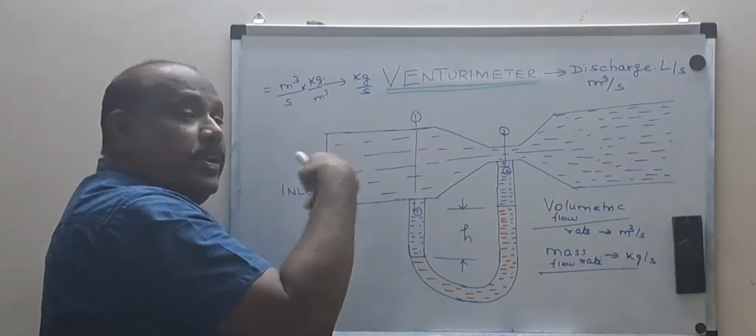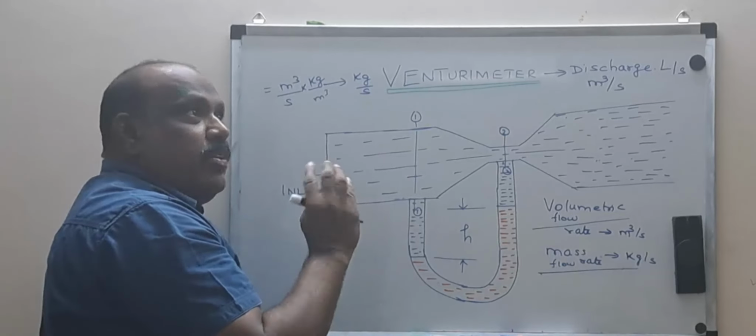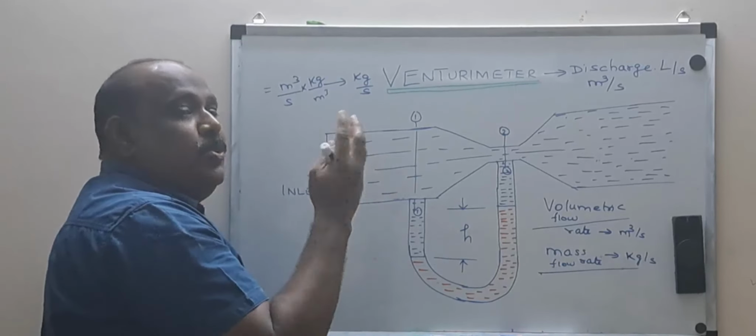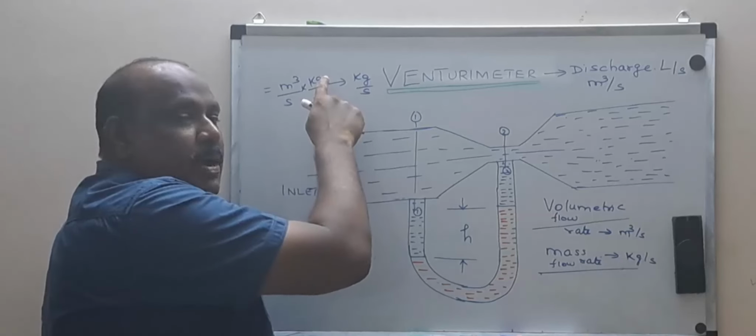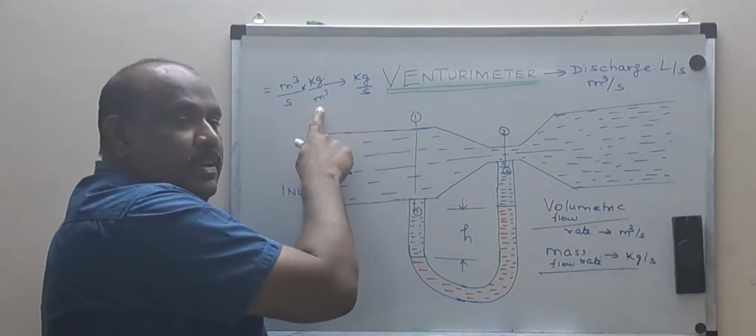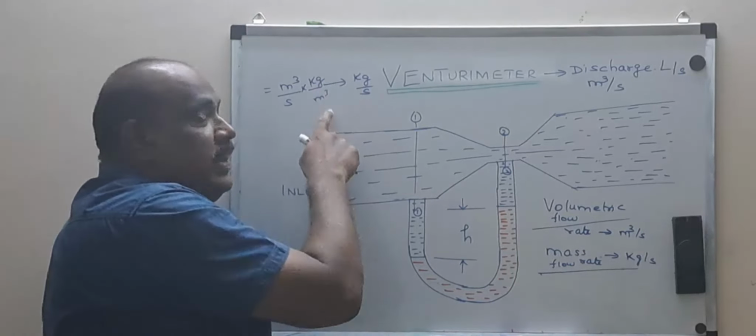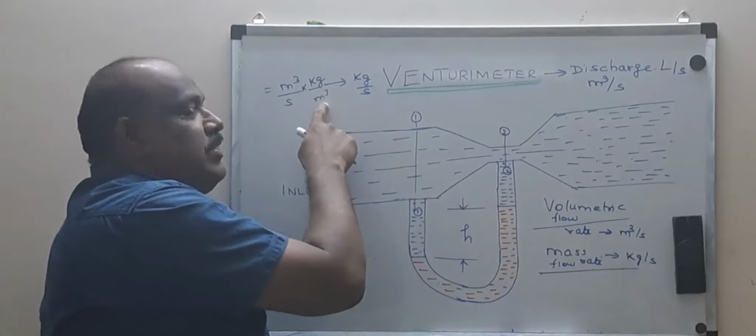What is kg? What is the quantity of kg? Weight? Not weight, mass. Weight means Newton. So kg means mass. Meter cube means volume. Mass by liter, mass by volume is nothing but density.